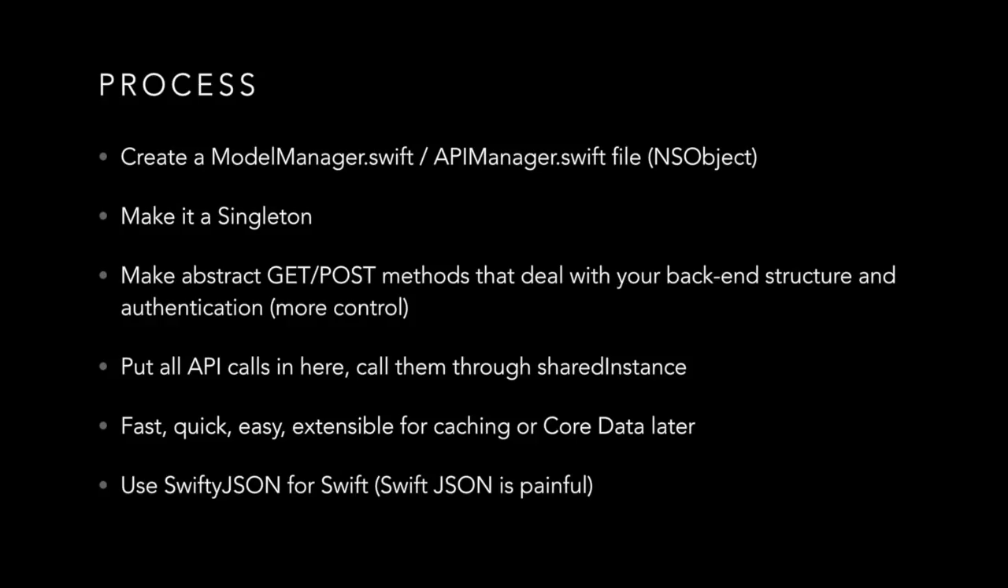This is the code that was working for me this morning, but then my server died where I was hosting the API. So anyway, basically what this means is if you have this single file where all your APIs are going, you can get stuff up really fast. And then later on, when you want to pull in MagicalRecord, Core Data, caching layers, anything like that, you can stick it in the API manager as kind of an interface between your backend persistent storage and your view controllers.